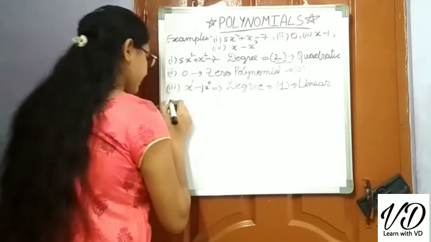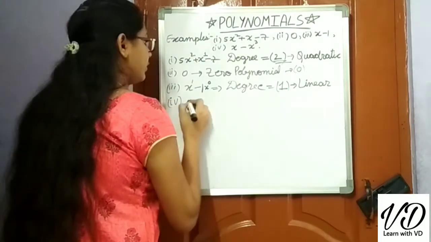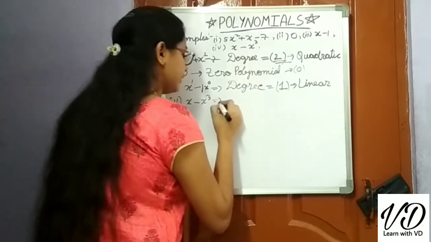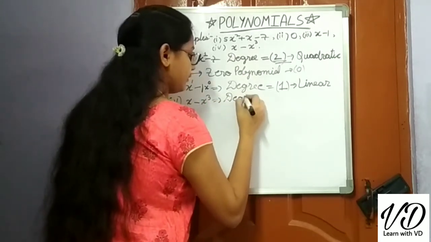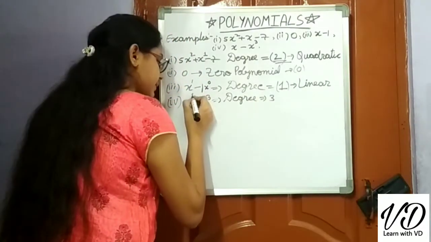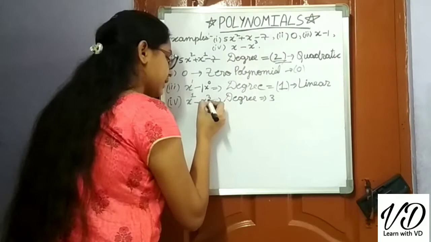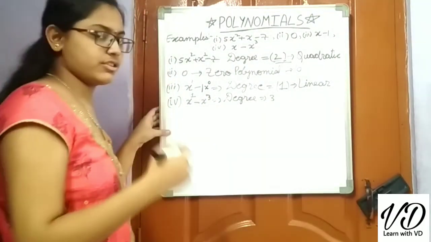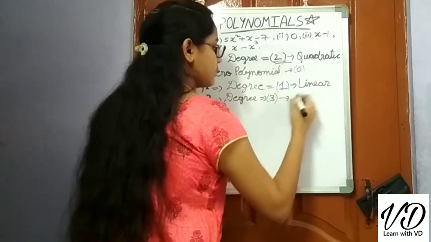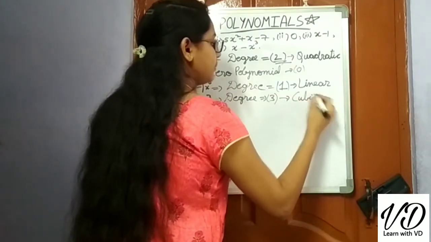And the last one will be 4x minus x cube. Here the degree of the polynomial will be 3 because the degree of the first term is 1 and the degree of the second term is 3. The highest of both is 3. So the degree of the polynomial is 3 and this will be a cubic polynomial.